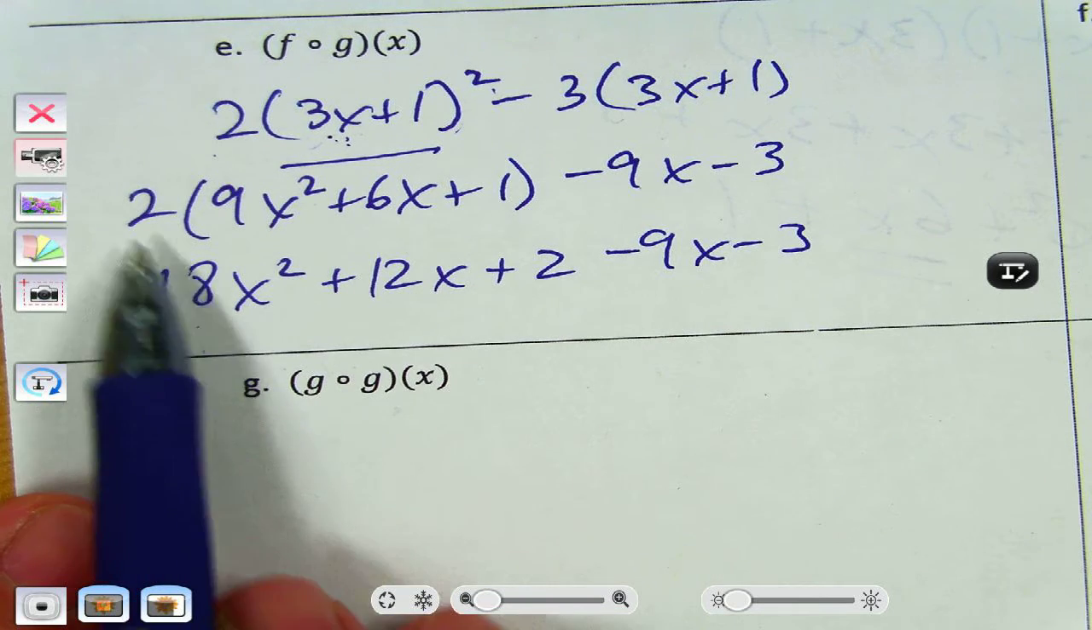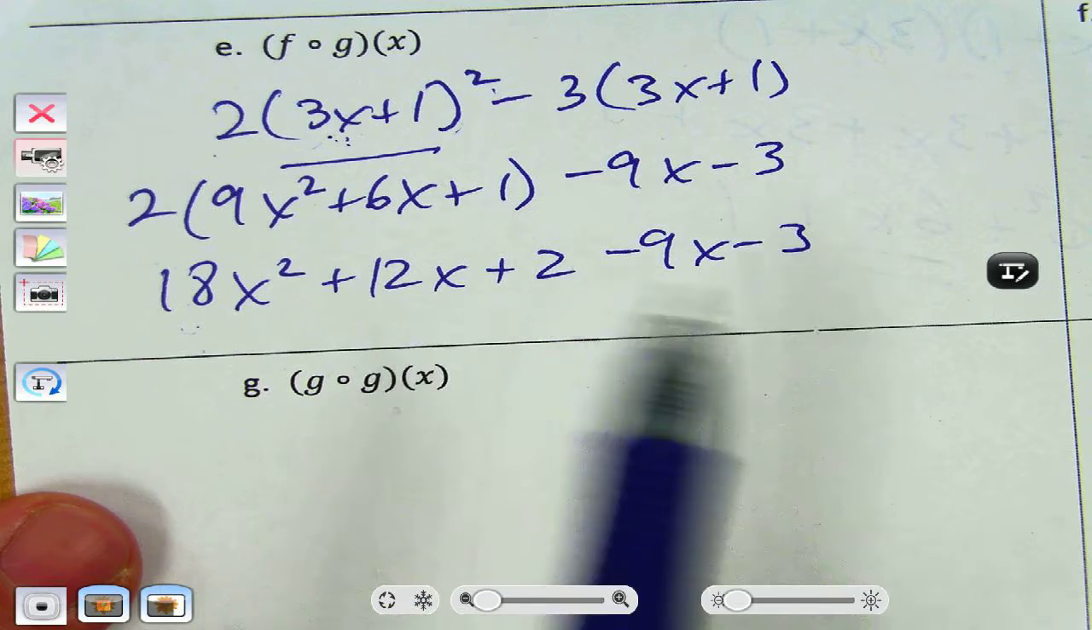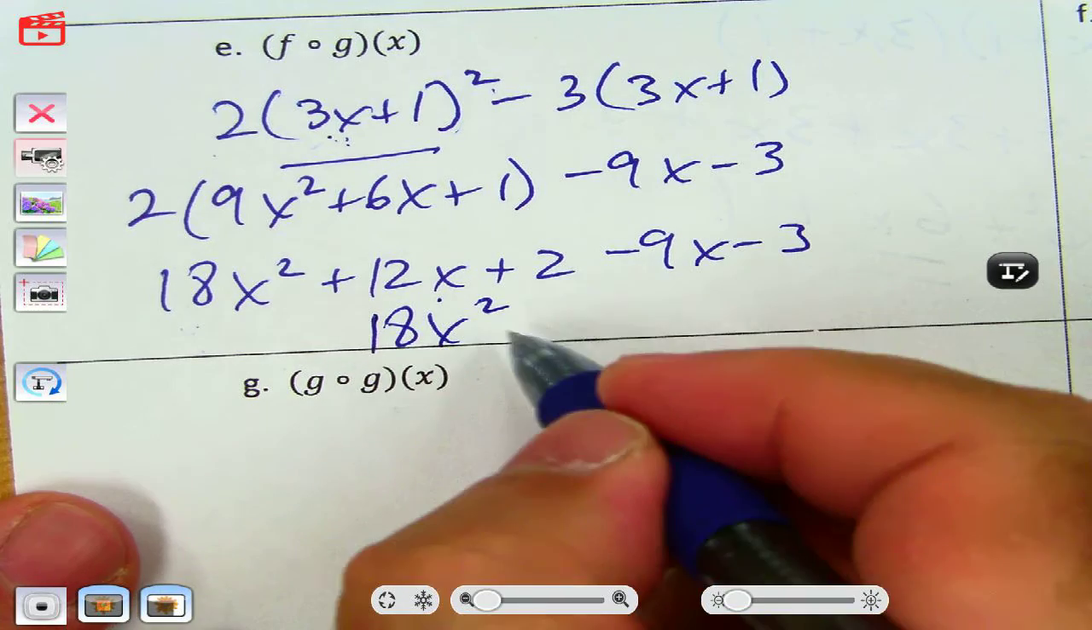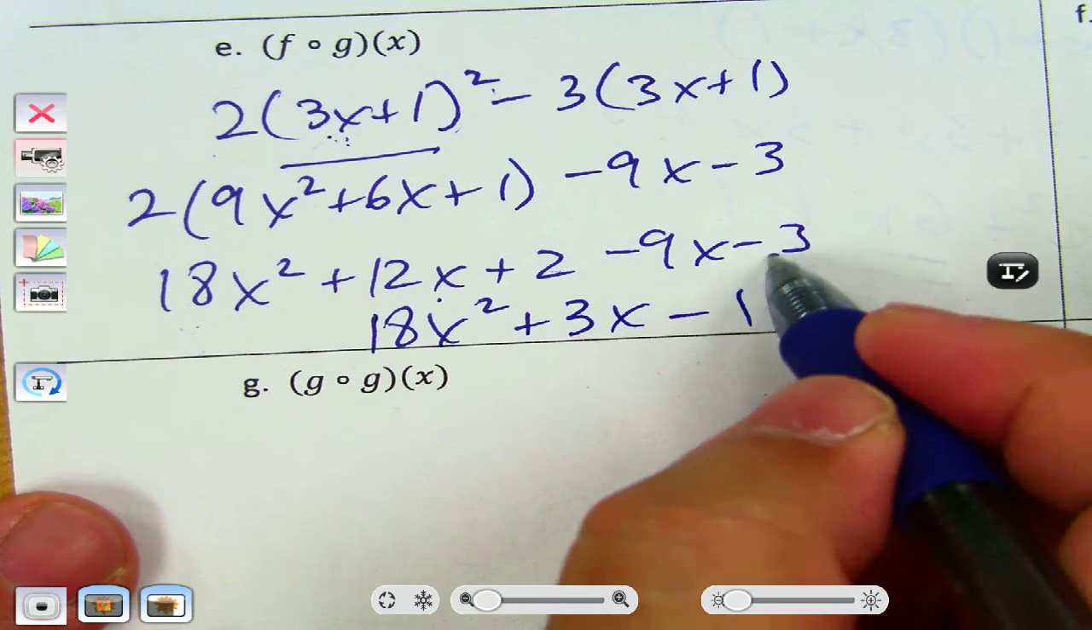Then here, I just distributed the 2 into the trinomial. Now I'm going to combine like terms. So I got 18x squared, 12x minus 9x, and 2 minus 3 is minus 1, so there it is.